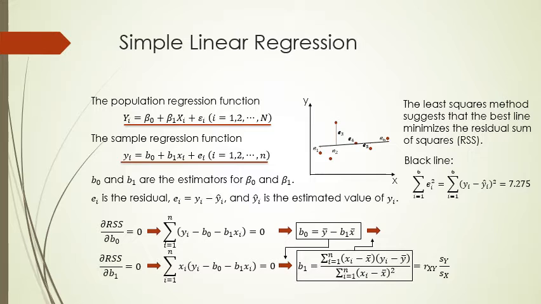Since the numerator is related to the sample covariance between x and y, we may further simplify B1 to the sample correlation coefficient Rxy, multiplied by the sample standard deviation Sy, and divided by Sx. After we get B1, then we may substitute it back into the first equation, and we have the estimated intercept B0.